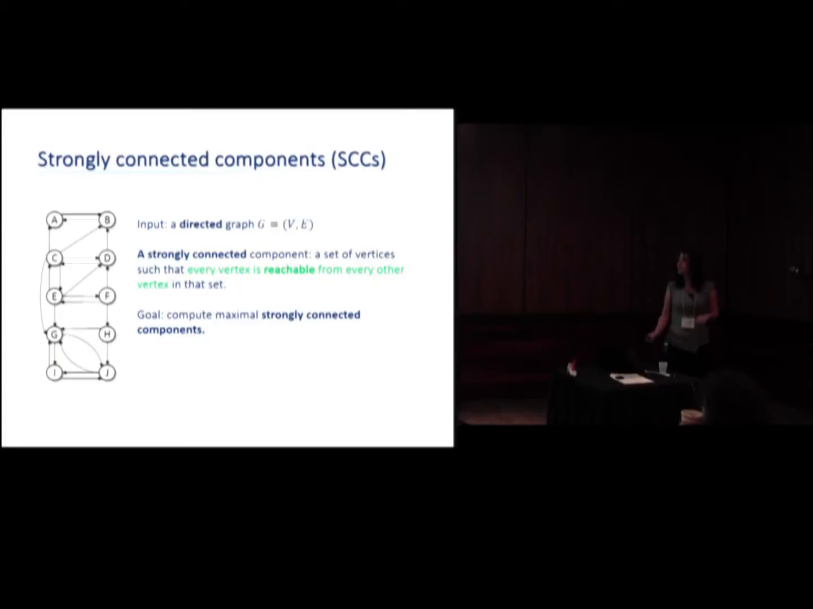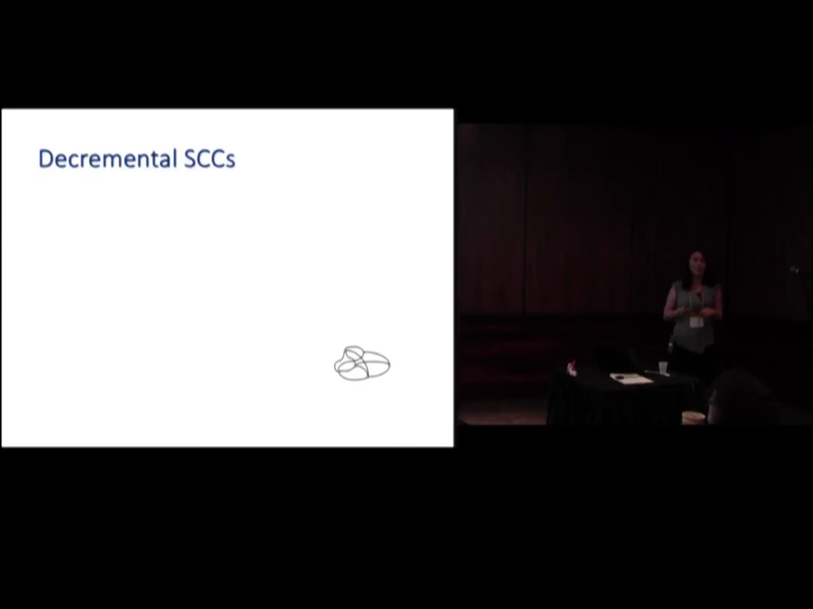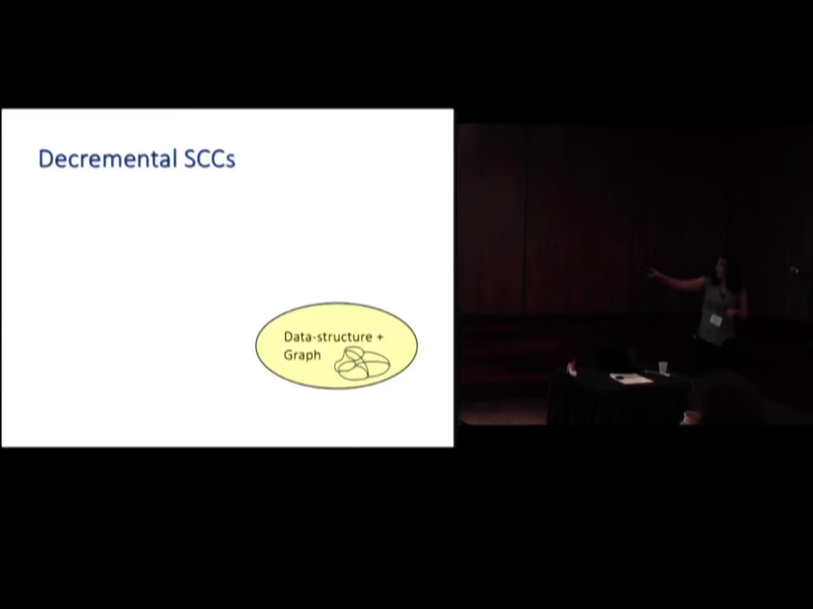In this paper, we care about the dynamic setting, where the graph changes over time, or more specifically the decremental setting, where some adversary keeps deleting edges from the graph until the graph is empty, and I need to compute the strongly connected components at all times. In other words, I want to maintain some data structure.